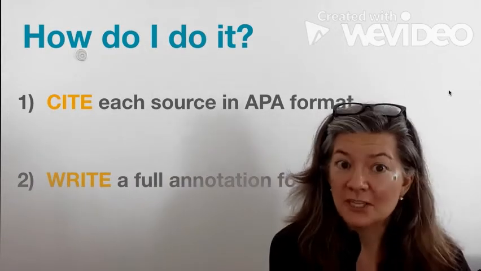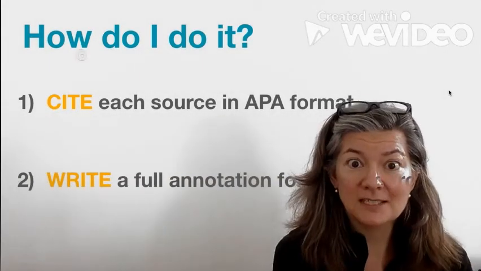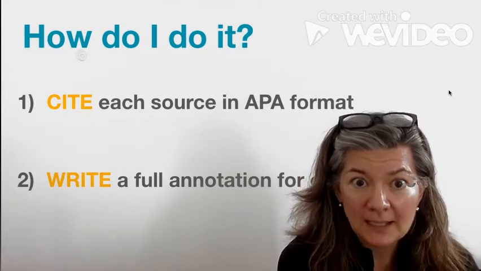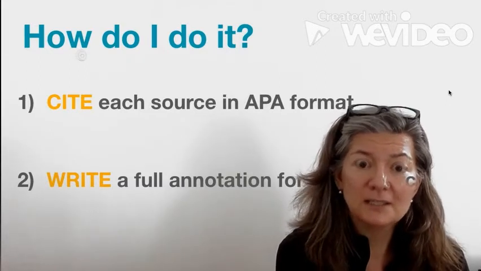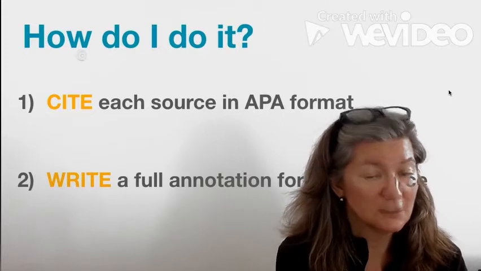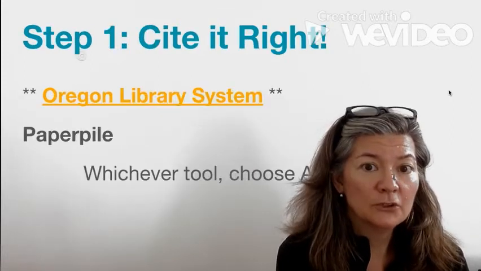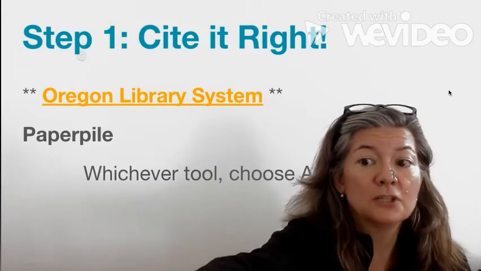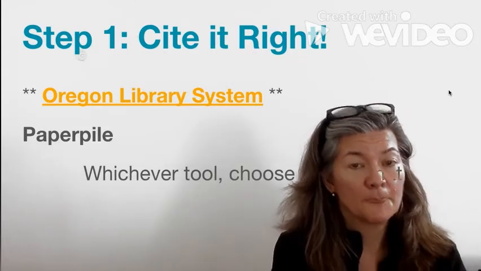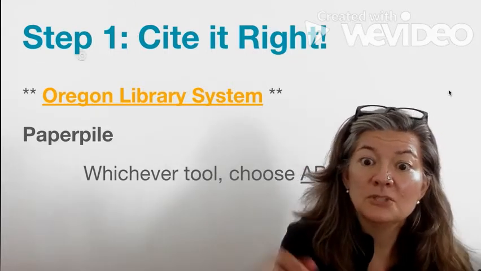So it comes in 2 steps. The first step is to cite each of your sources in APA. I'll talk a little bit about that in this video and then more detail in a different video. And then you're going to write your full annotation for each of your sources. So the first step is to cite.